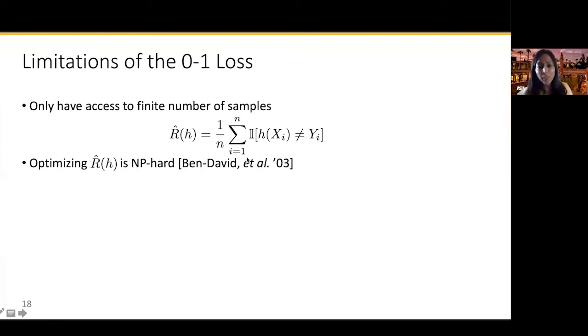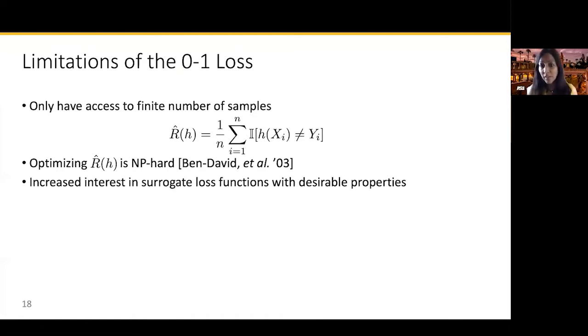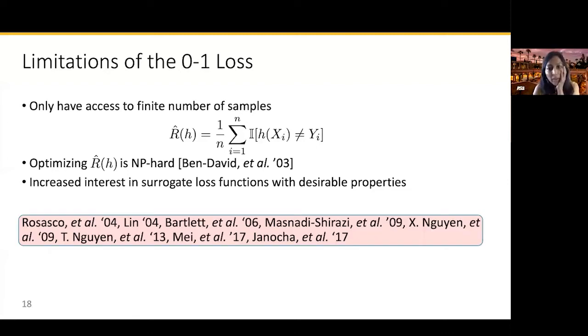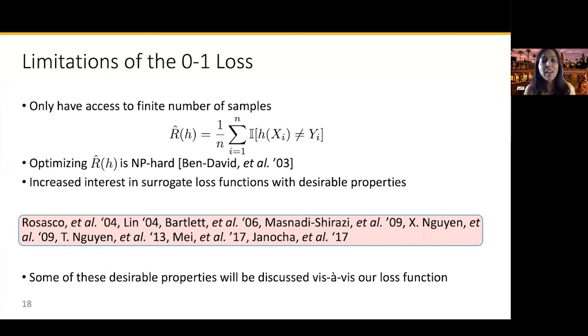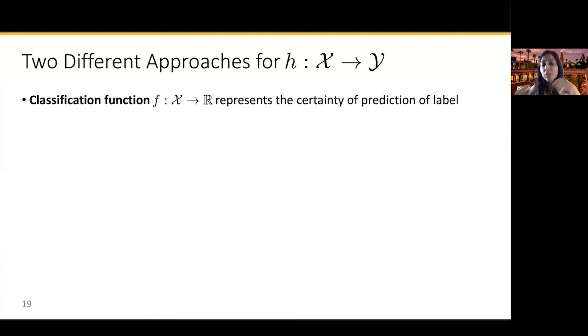So if you go back to boosting as an example, instead of computing this, they upper bound it by the exponential loss. In a lot of practical examples, you use the hinge loss, you use log loss, you use a bunch of other loss functions, right? And it's because optimizing the 0-1 loss is NP hard, and for at least the last 10 or 15 years, there's been much interest in having surrogate loss functions with desirable properties. There's a lot of work in this area, so we're certainly not new to this, and we're going to talk about a few properties with respect to our loss functions.